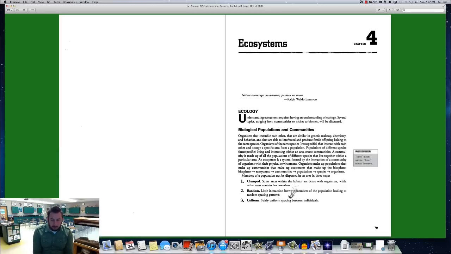The last one is uniform, and this is where there's very uniform spacing between individuals.